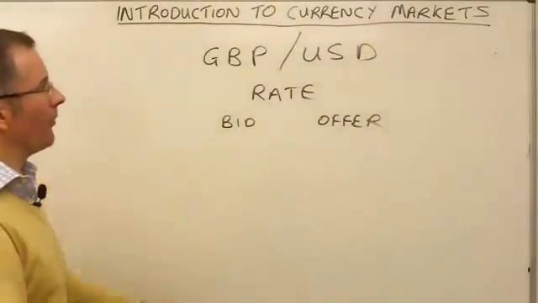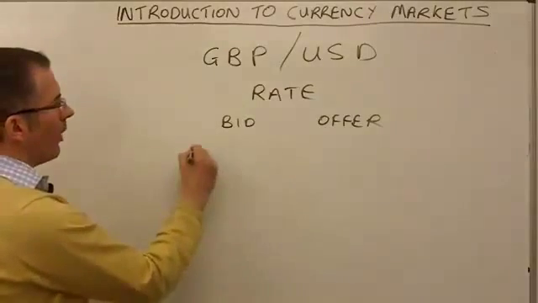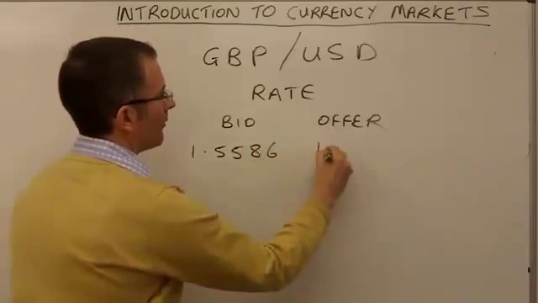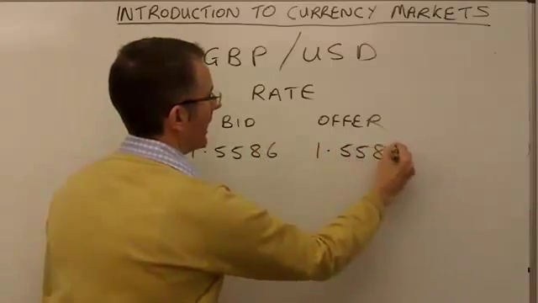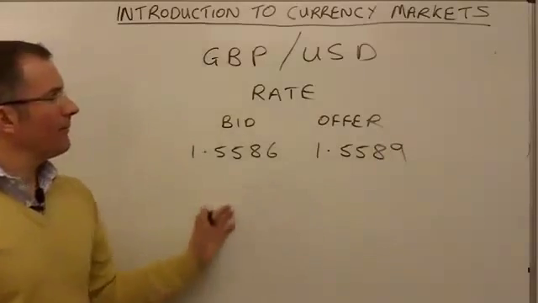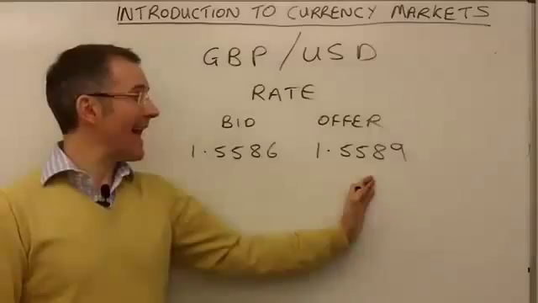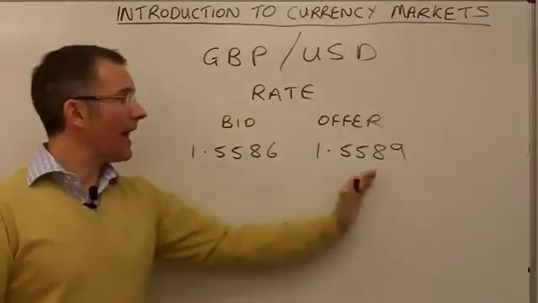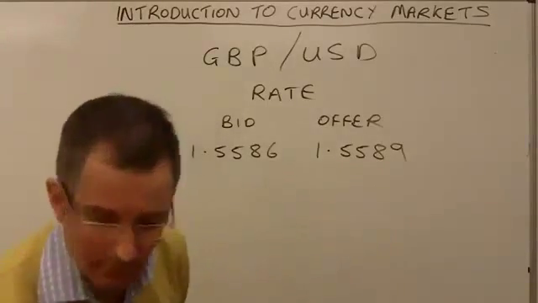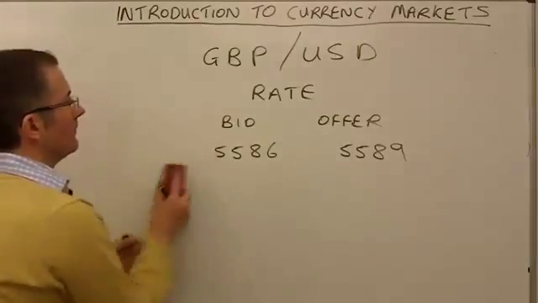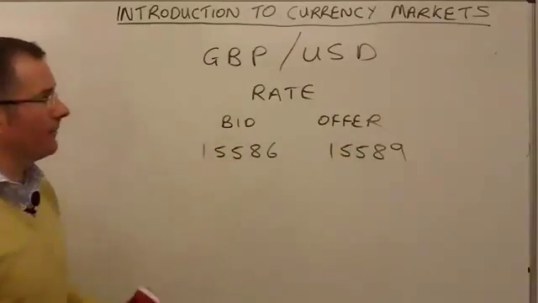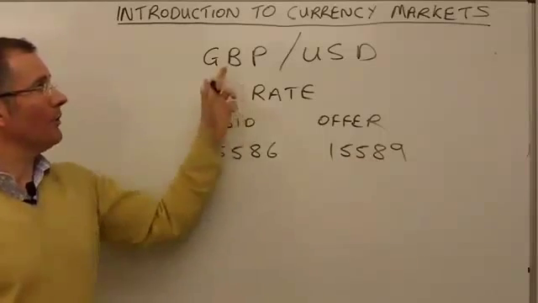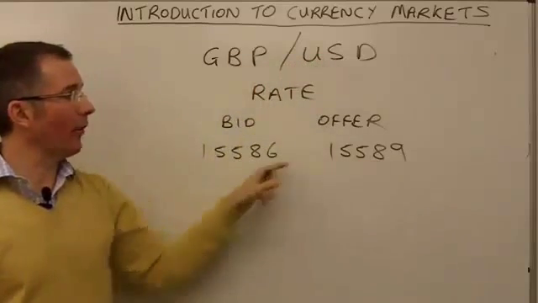So let's put a rate in. So for example, maybe we've got a bid rate of 1.5586 and an offer rate of 1.5589. Now, on a screen, it won't necessarily say that this is a dollar rate. It may just appear like that. It may even appear like that. But everybody knows that this is a currency quote. Once you know that you're dealing with this pair, you know that these are dollar amounts.